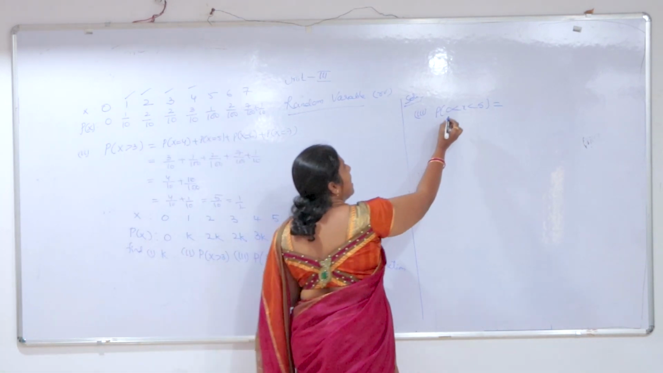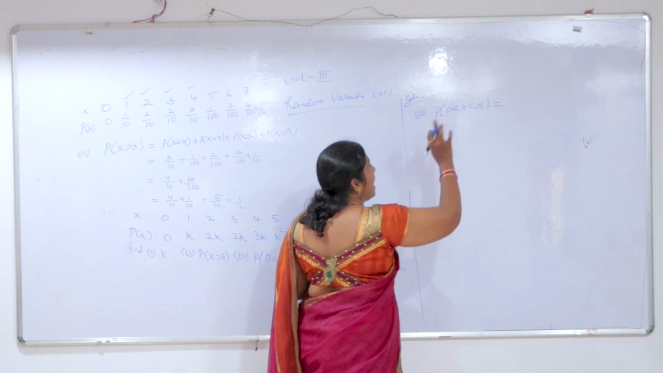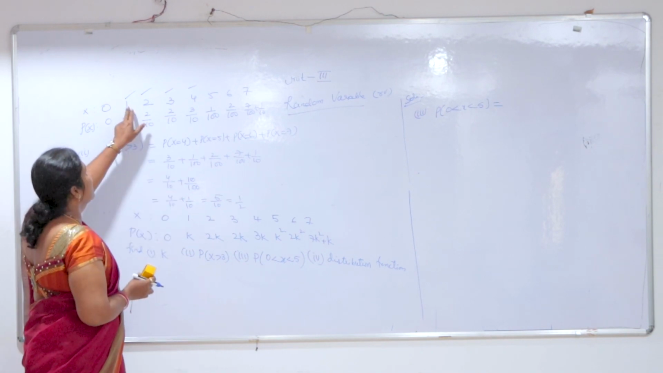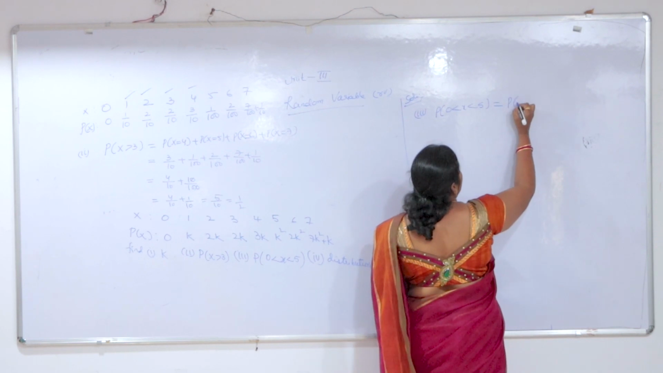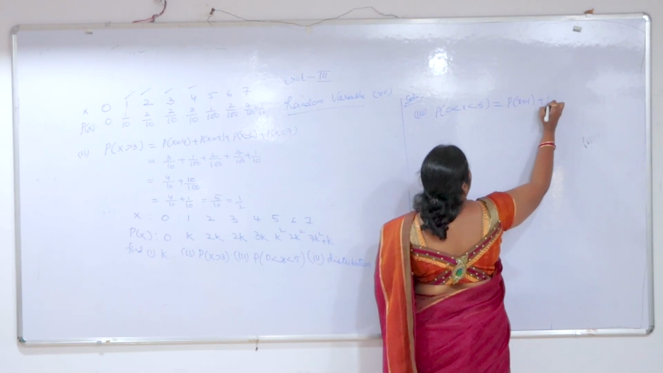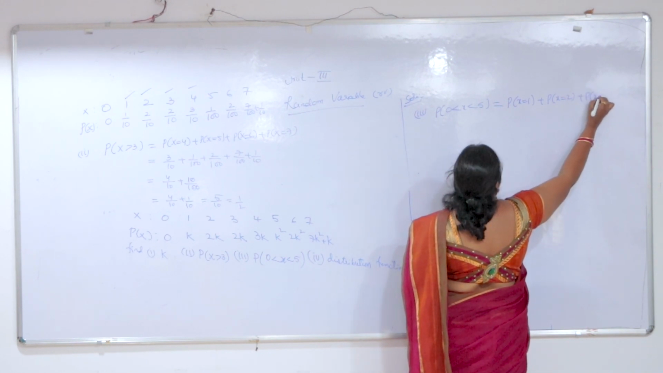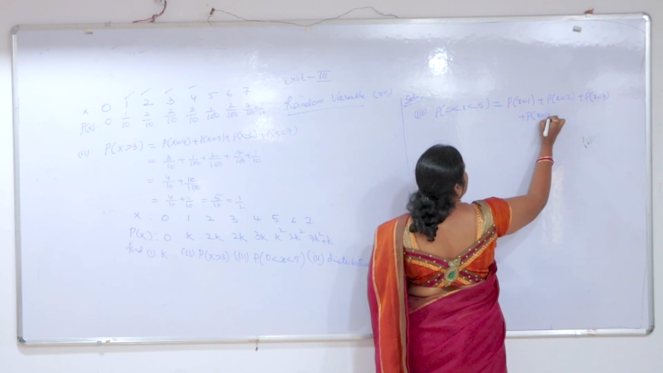If it is included, you have to use less than or equal to. But it's strictly given that less than. 0 less than x less than 5, excluding 0 and 5, that is 1, 2, 3, 4. These probabilities you need to add. So x equal to 1 plus x equal to 2 plus x equal to 3 plus x equal to 4.